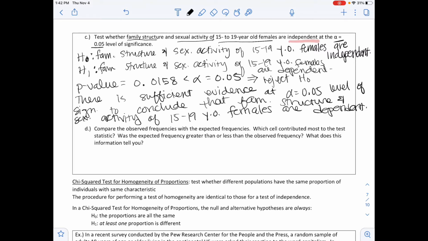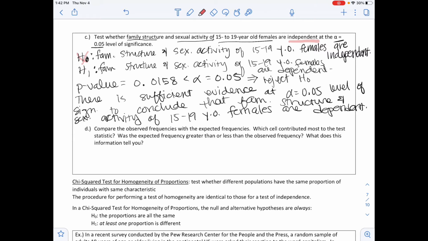Since we rejected our H naught, we can say that we have enough evidence to show that family structure and sexual activity of 15 to 19-year-old females are dependent. There's some kind of relationship between the two. We don't know what that relationship is, but there is some kind of association, relationship, correlation between these two.